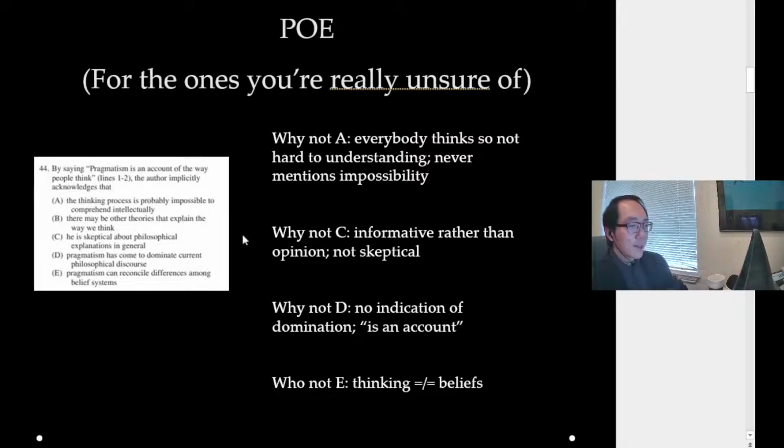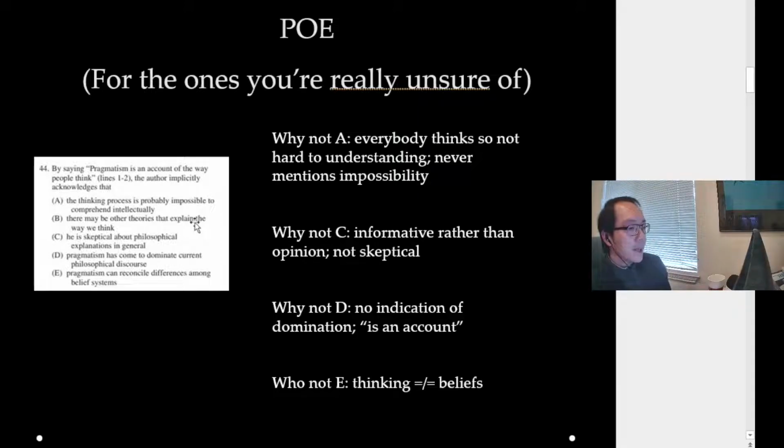So let's look at the answers and why they are not. By the way, the answer is B for this one, but we'll see why it is versus the others. So the first one says, the thinking process is probably impossible to comprehend intellectually. That's not true, because what this author does is pretty much trying to approach the thinking process in an intellectual way. They're using little cases, right? Little situations in real life here. And so in this case, it can't be A because the author is approaching it in a way that is intellectual.